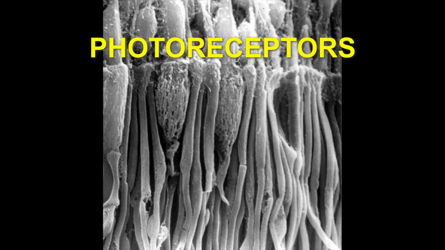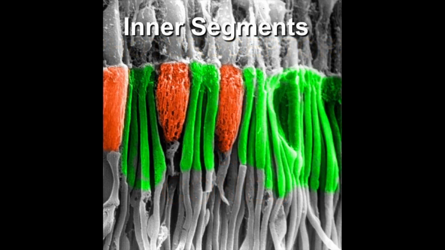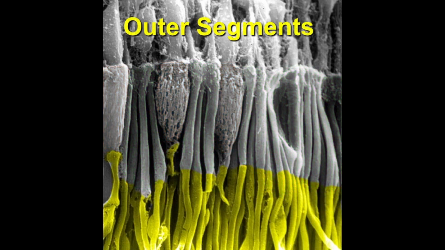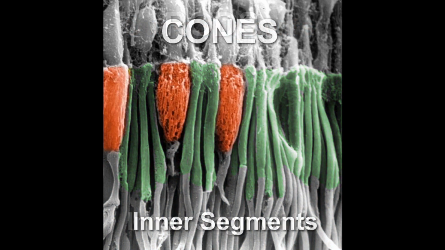The photoreceptors, or rods and cones, are shown in this series of scanning electron micrographs. The parts of the photoreceptors that project through the external limiting membrane into the subretinal space include the inner segments and the outer segments. The inner segments of the rod photoreceptors are slender cylinders, while the inner segments of the cones have a conical configuration.